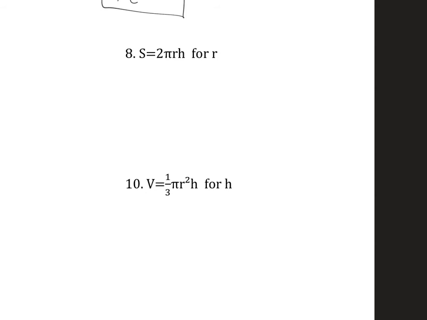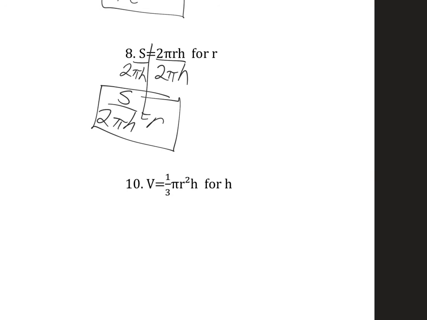Okay, so we should have divided both sides by 2, not 3, sorry. We should have divided by 2 pi h. So S over 2 pi h equals R. I just want to make sure that we are clear on this. You're not getting actual number answers on this one. You're just moving around the pieces in the equation to get the one piece that you wanted by itself.